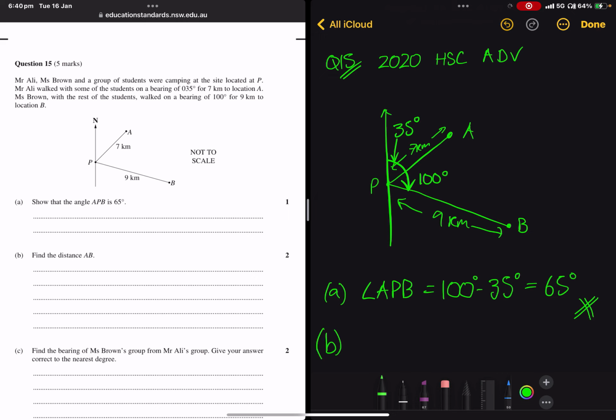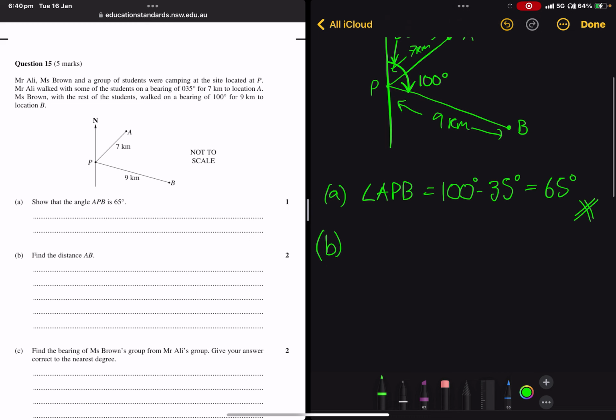Question B, find the distance AB. All right, so this can be done really easily. I'm going to redraw this diagram with the information we now have, a slight variation of it. Going from P to A over here, going from P to B down here, and then the connection between A and B looks like this. So this is A, this is B, this is P. We know this is 65, we know this is 7, we know this is 9.